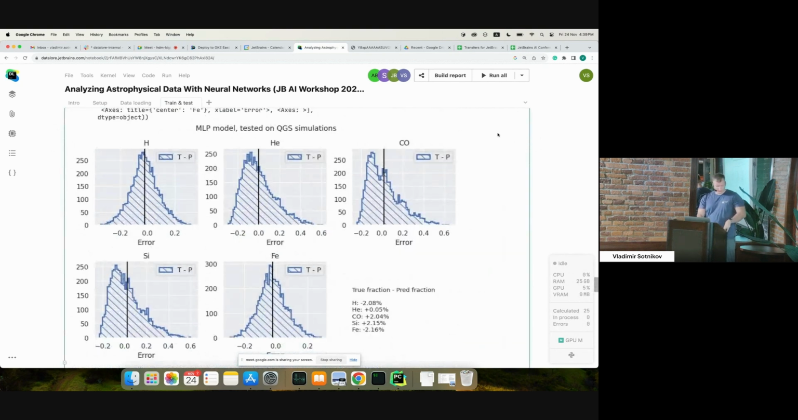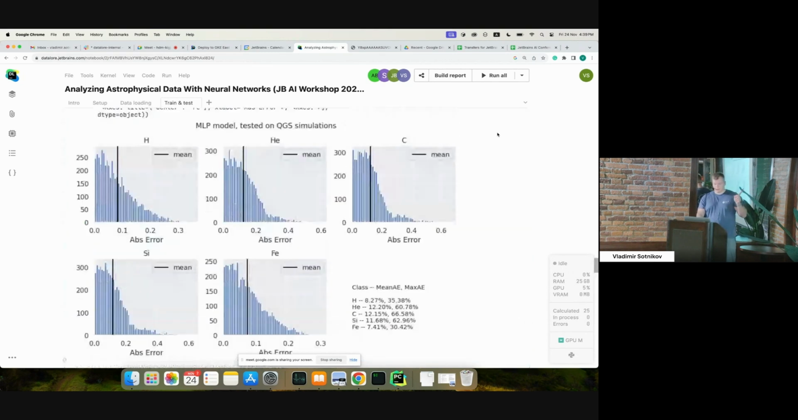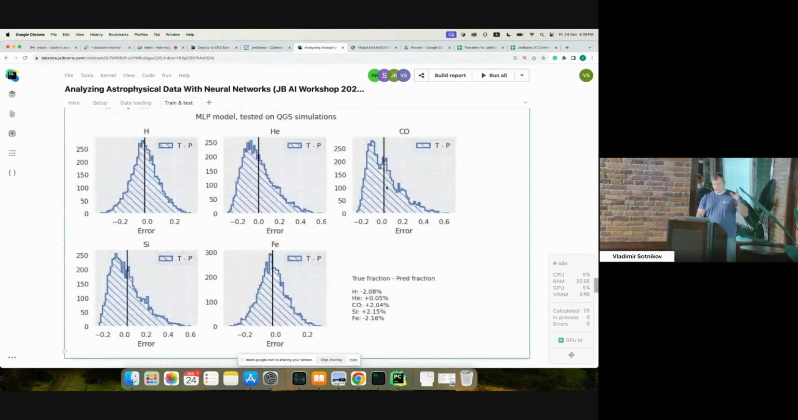So let's take a look at the second picture we have here. This is basically the same chart as the previous one, except that the previous one was showing absolute errors, and this one is showing real values. And here we also have a very specific, very important metric: the difference between the true fraction of each kind of particle in the data set, and the delta between the true proportion and the predicted one.